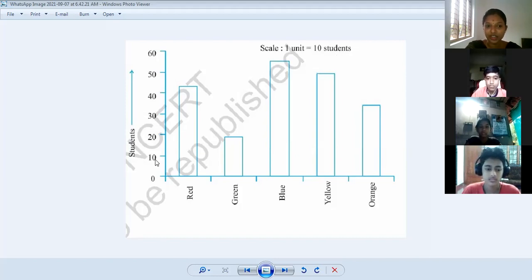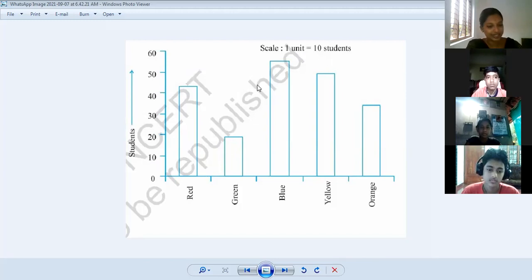And also we know that there are 10 points between 10 and 20, 20 and 30, 30 and 40, 40 and 50, 50 and 60, and so on. So in each case, we can say that 1 unit is equal to 10 students. This is the scale we have chosen here. 1 unit is equal to 10 students.